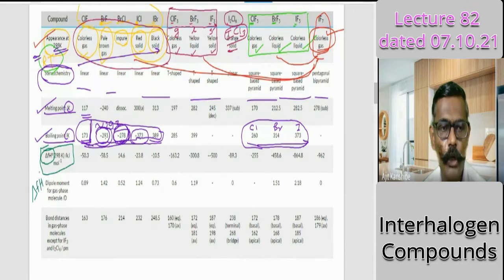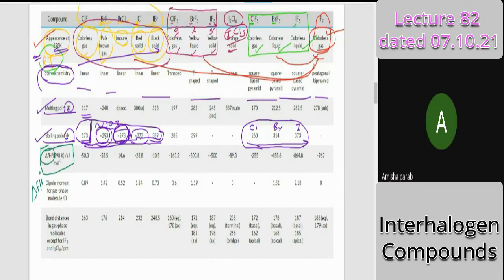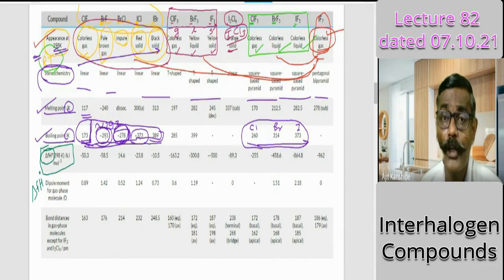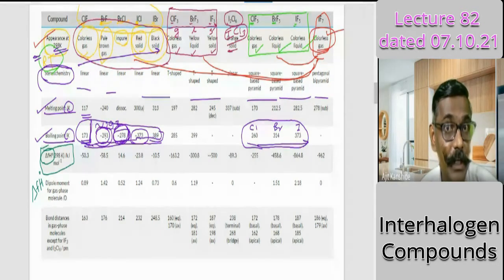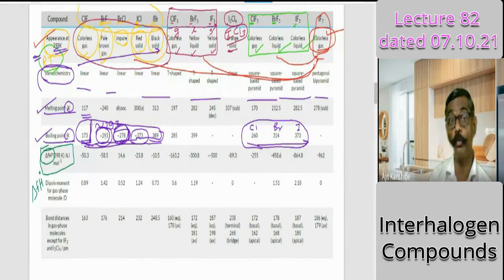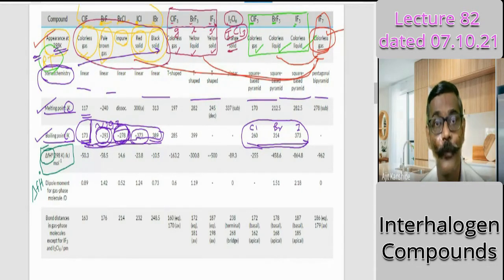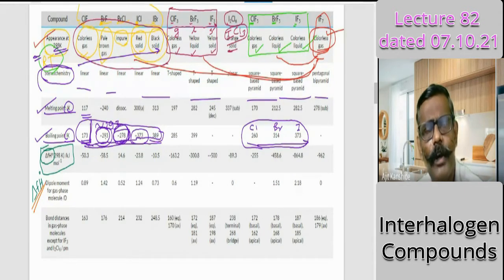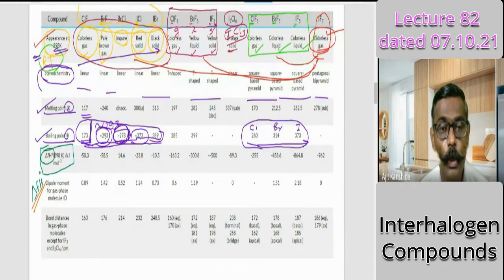Delta F H naught, what may it be? H means what? Enthalpy. And delta F H naught, H naught for standard. Delta for enthalpy change. And F for what? Just guess. What is forming there? Molecules are forming, bonds are going to form. Then what can be the meaning of delta F H naught? Right, formation. It is called the enthalpy of formation.